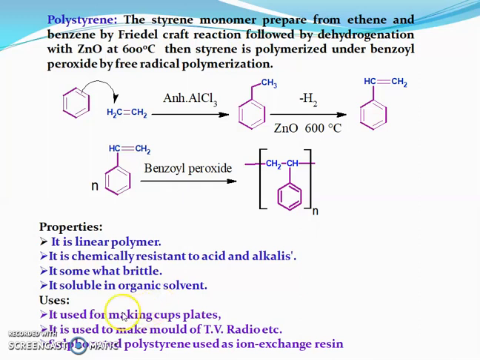Then we look at the uses. It is used for making cups and plates. It is used for making TVs and radios. It is also used in molten form as styrofoam, which is obtained by making various packing and consumer items. It also forms copolymers of styrene, which can be sulfonated and used as ion exchange resin.